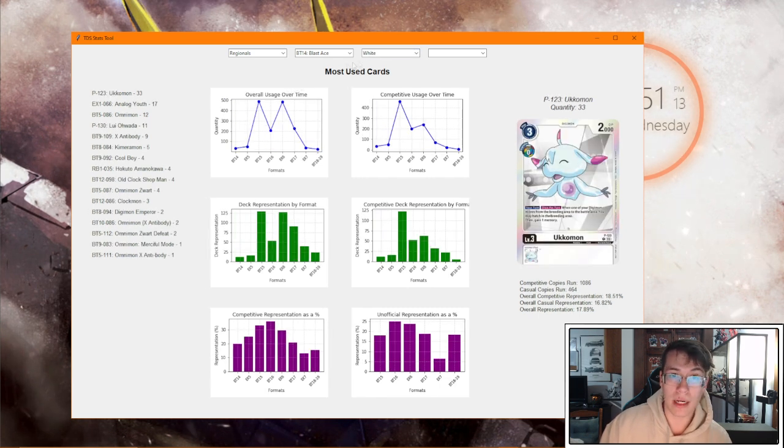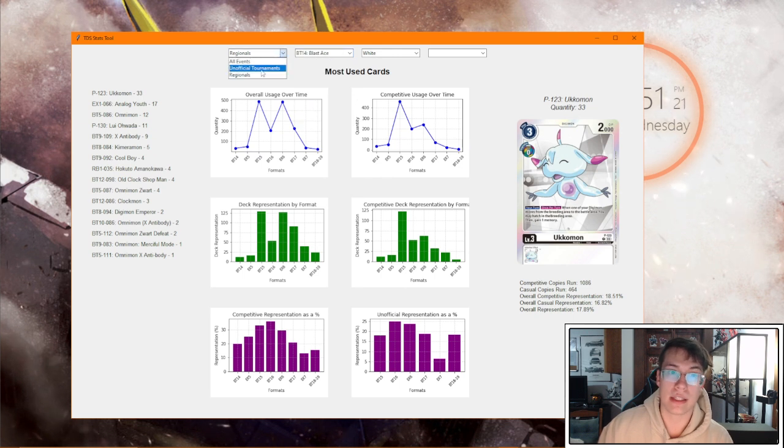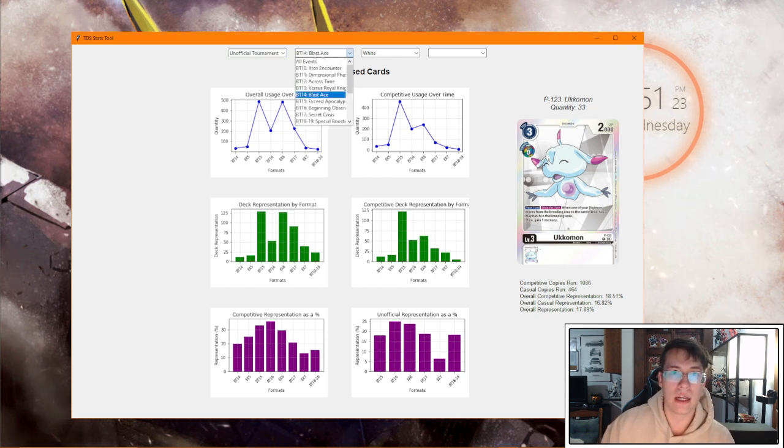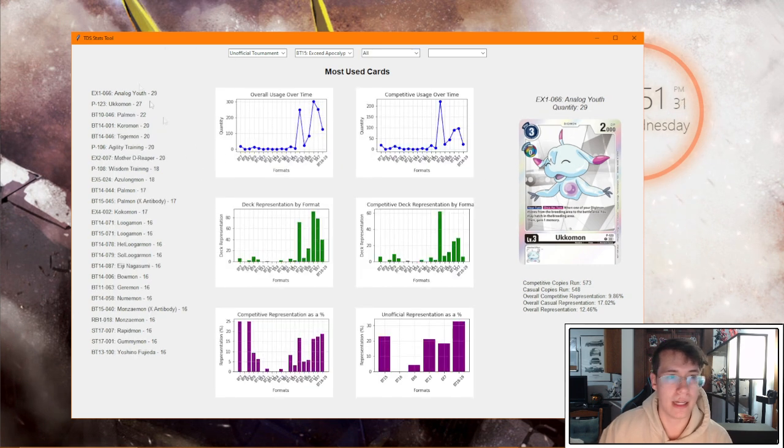Look at that. Not many white cards played in BT14 Blast Days, but we do have that promo Ukomon sitting right there, and the Analog Youth. And then you can see what I mean by this being an incomplete data set. Look at that, there's no information for BT14 Blast Days. That's because we don't have any tournaments. I believe they start at Exceed Apocalypse. So once you get to BT15, that's where your data starts for there.